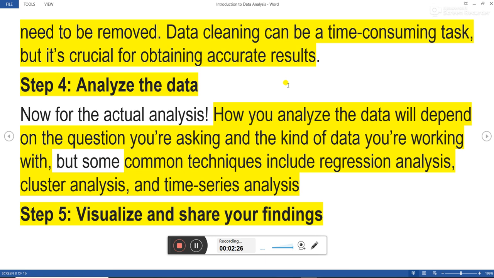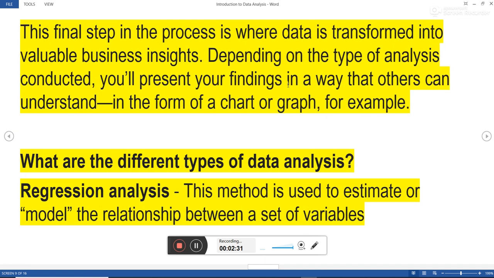So the fifth step will be to visualize and share your findings. The final step in the process is where data is transformed into valuable business insights. Depending on the type of analysis conducted, you will present your findings in a way that others can easily understand, in the form of a chart or graph, for example. So let's look at the different types of data analysis, or the different techniques used in data analysis.